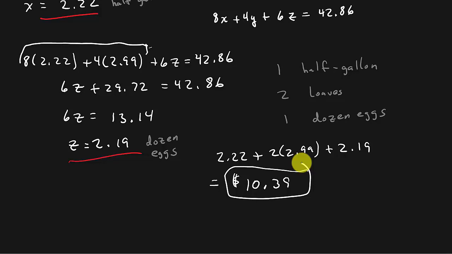All right. And there you go. So now you know how to solve 3 equations and 3 unknowns. So I hope this helped.